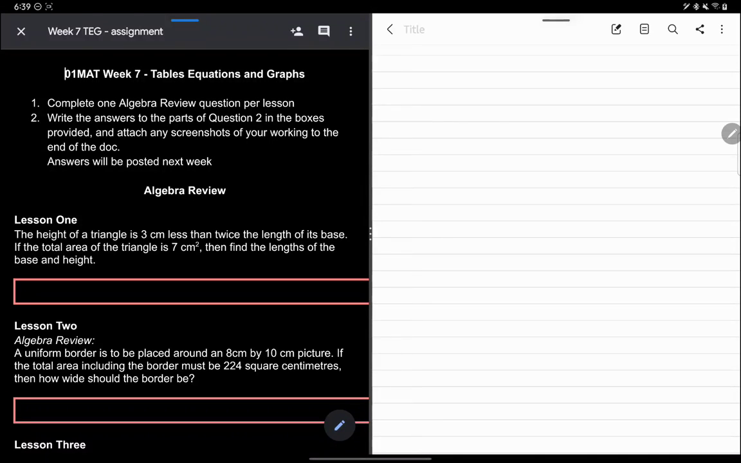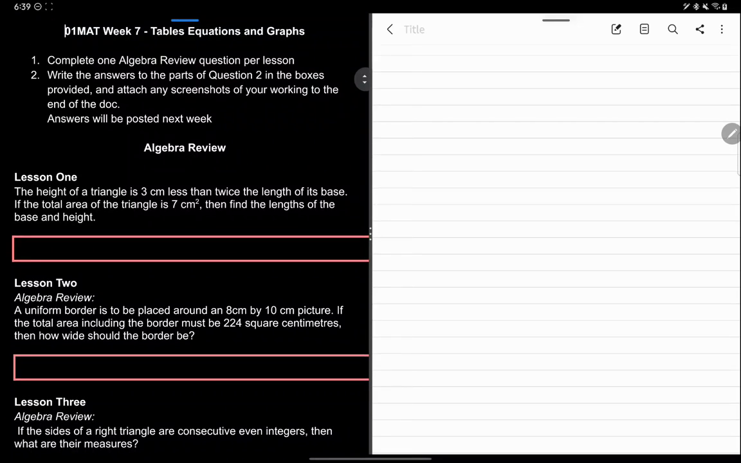This is week 7, TEG, tables, equations, and graphs problems. Also with the algebra review, I'm going to do both of them. And also, make sure you try it beforehand on your own. And on this video, see if you can find if there's any point that you weren't so sure of.